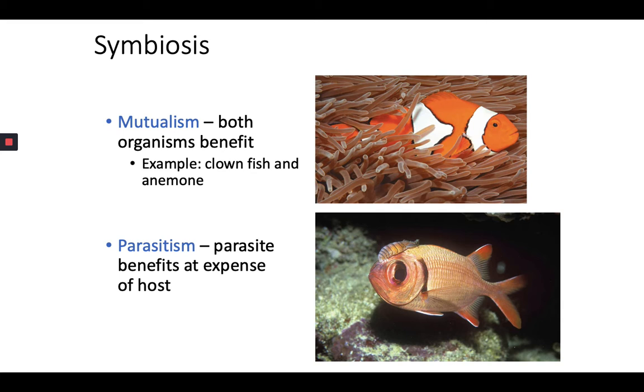The third type of symbiosis is parasitism, and this is where one benefits at the expense of the host. So the parasite is this parasitic copepod that's on a fish, and it attaches to the fish and sucks the blood out of the fish. So it's getting food, and the fish is being harmed by this. It's very similar to the idea of when your dog has fleas and they're eating away at the dog.